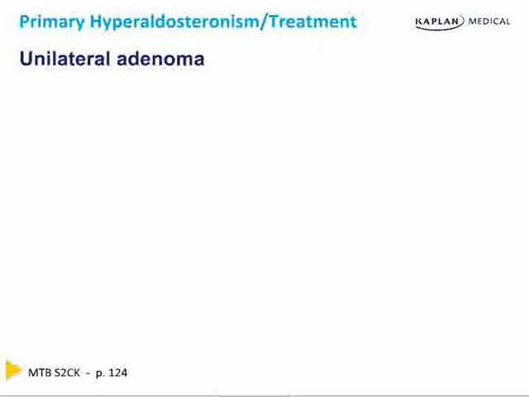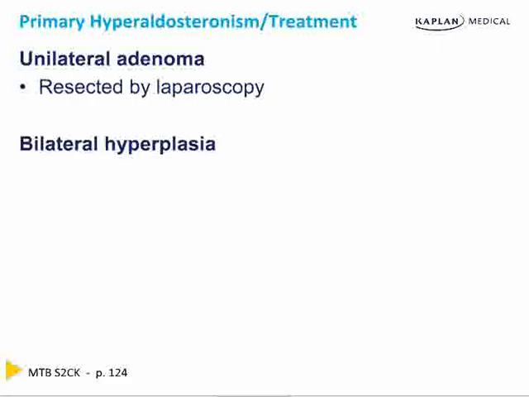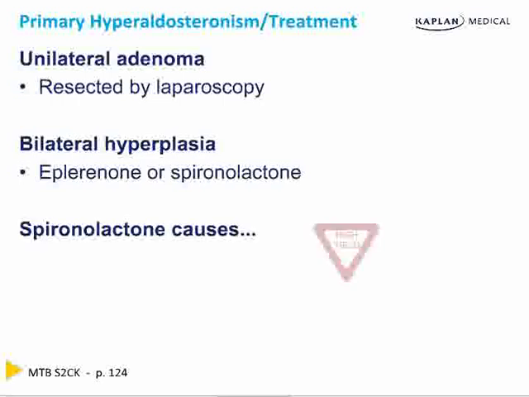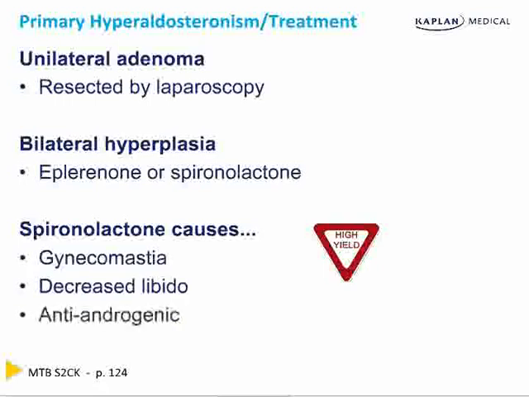A unilateral adenoma is easily removed with laparoscopy. That's why you're CT scanning them, to find out which side. Now, bilateral hyperplasia, you don't want to remove, so we use eplerenone or spironolactone to block it. Now, this question: spironolactone causes gynecomastia, decreased libido. It's anti-androgenic, very high yield because it's clear. It's a clear question.